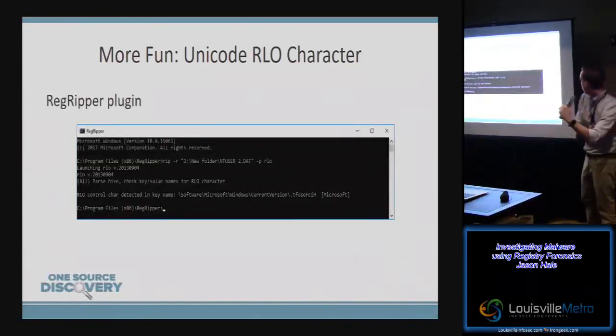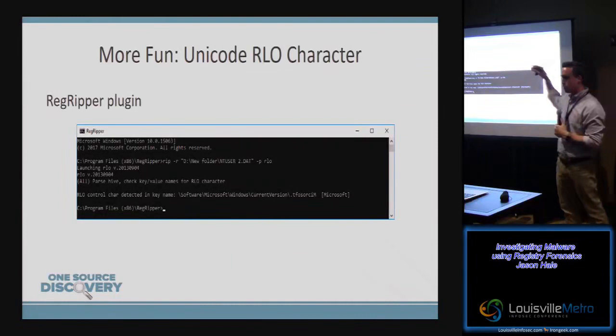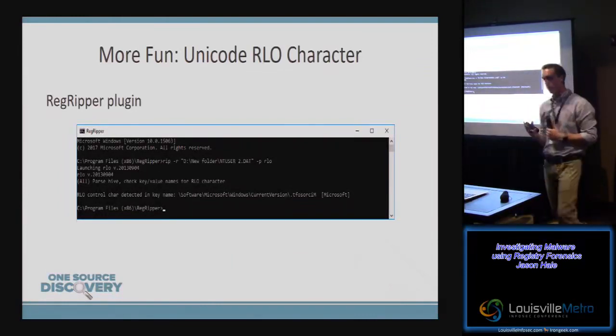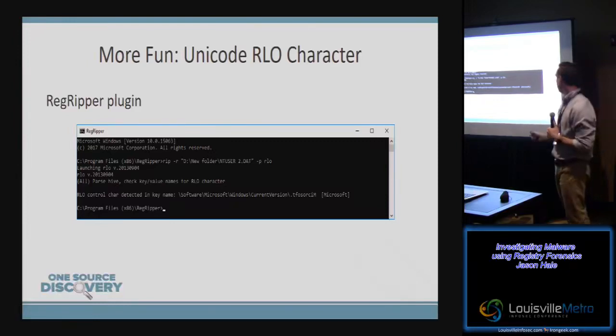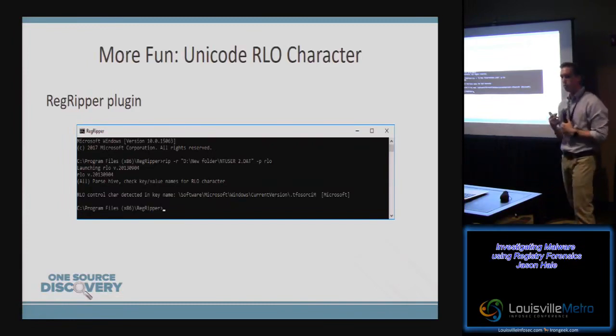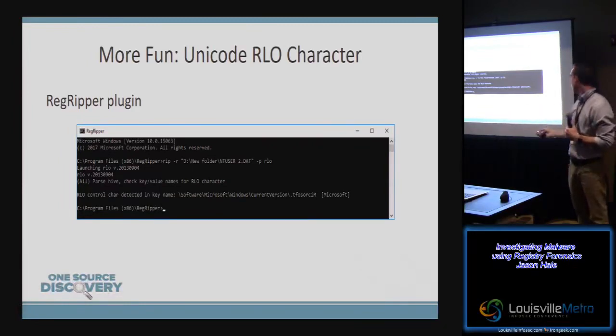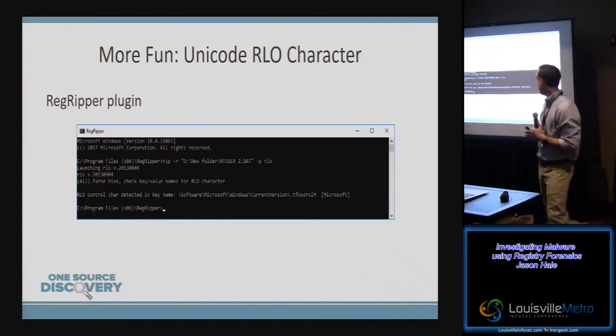Just an analyst tip here. There's a great RegRipper plugin. If anyone has used RegRipper, it's a great tool for registry analysis, quickly pulling important information out of multiple hives or a single hive. There's a RegRipper plugin to pull out specific paths that contain the RLO control character. So that's a great one to use if you're looking for this specific type of thing here.